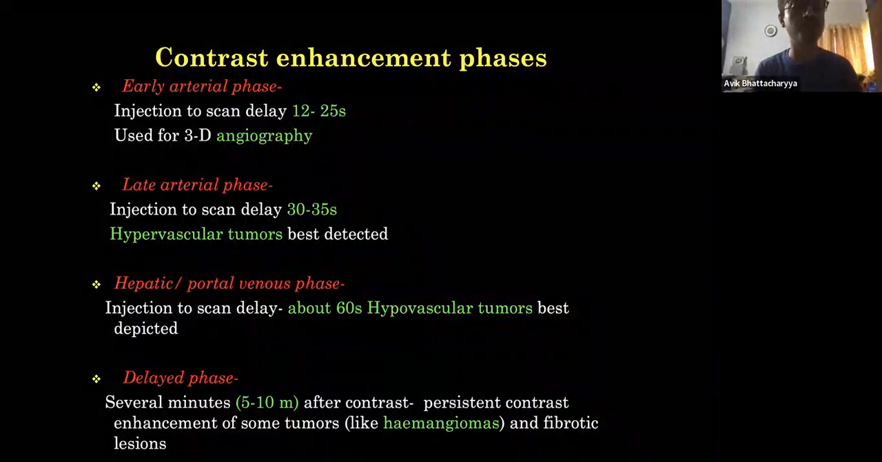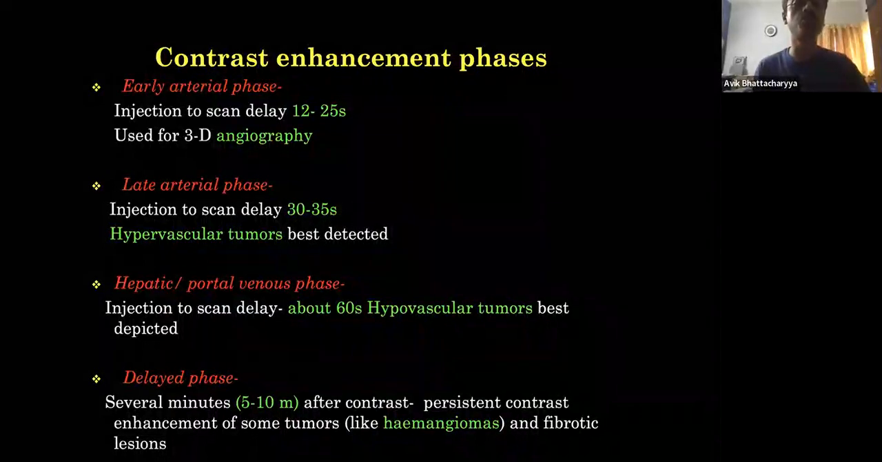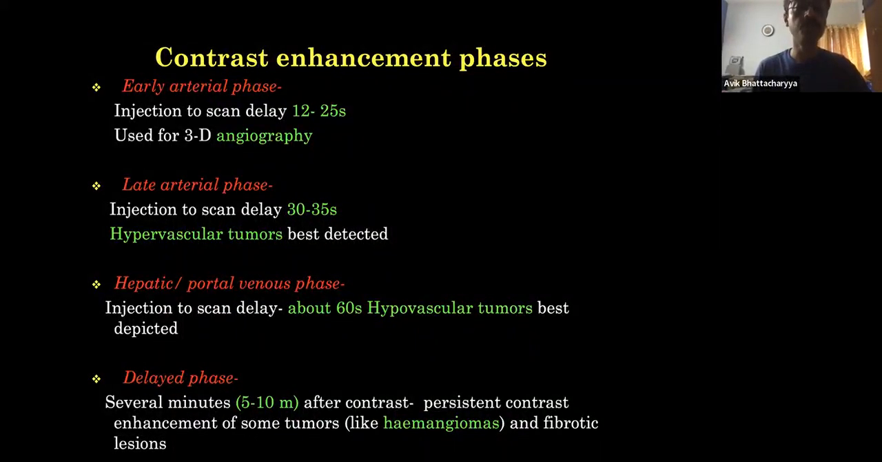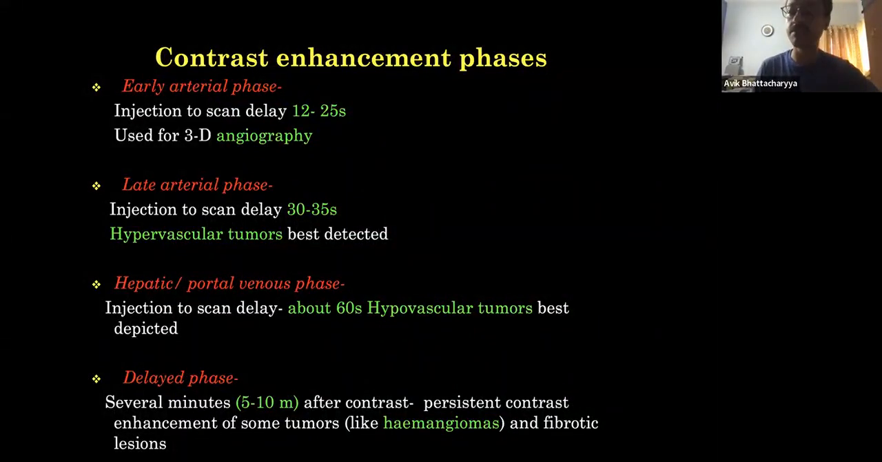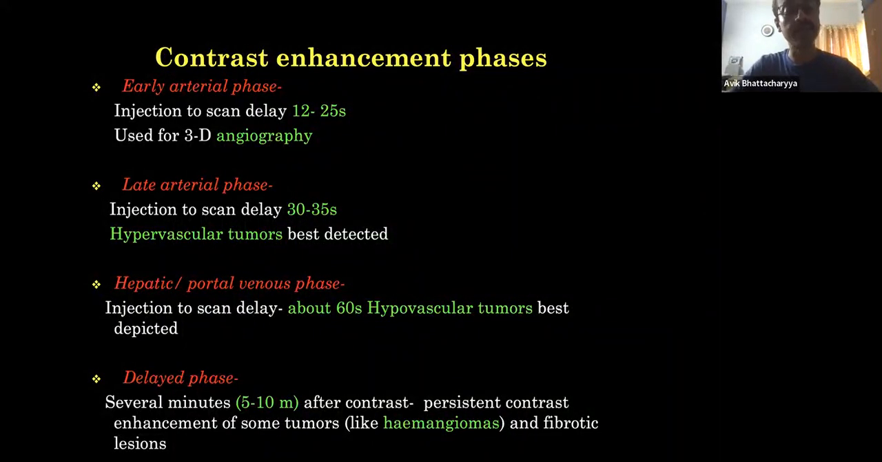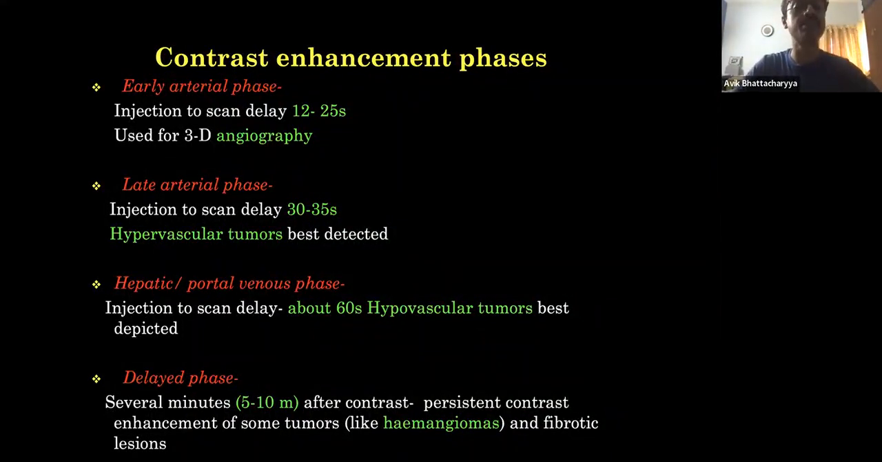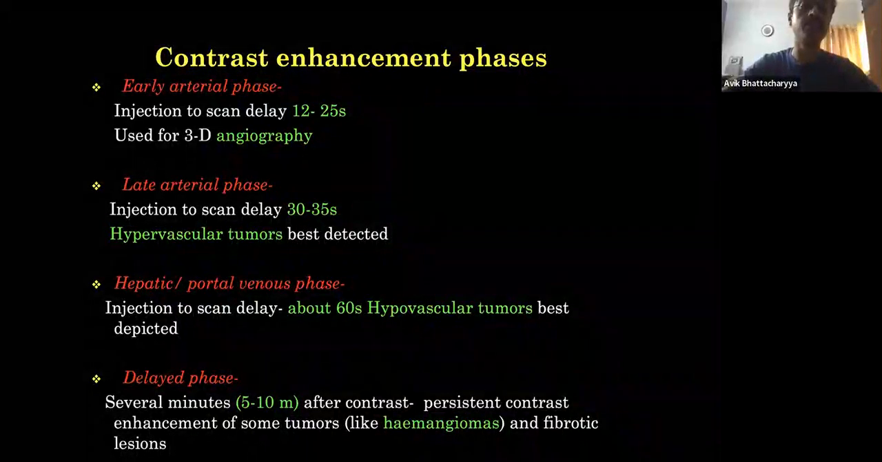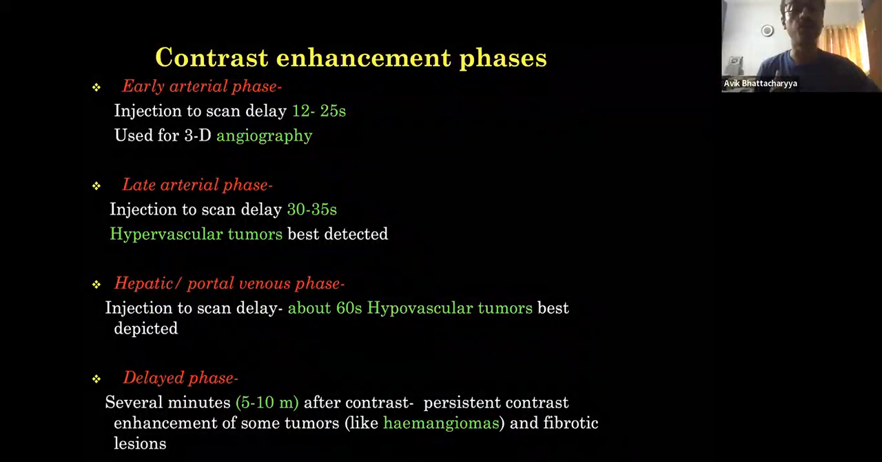Particularly the neuroendocrine tumors of pancreas, hypervascular tumors of pancreas, we can miss if we don't do a proper study to see that. So that's why the late arterial phase comes. Late arterial phase is very important because in that phase, the hypervascular tumors of liver and pancreas and the hypervascular lymph nodes, the locoregional metastasis from the tumor, are very nicely seen on CT scan. So late arterial phase comes at around, I said, 30 to 35 seconds. And then comes the hepatic or portal venous phase.